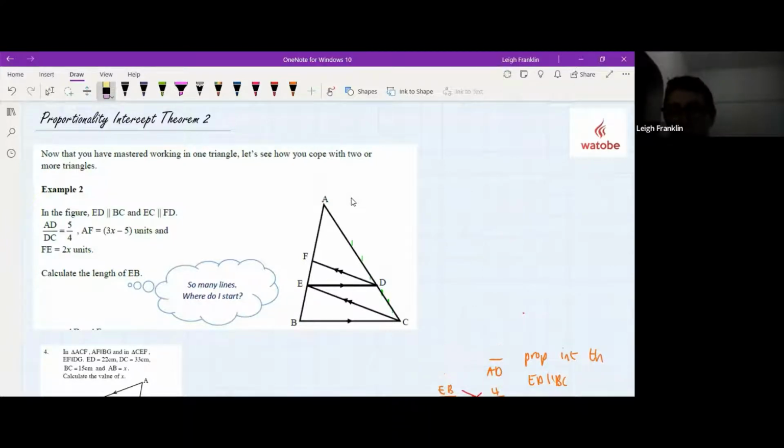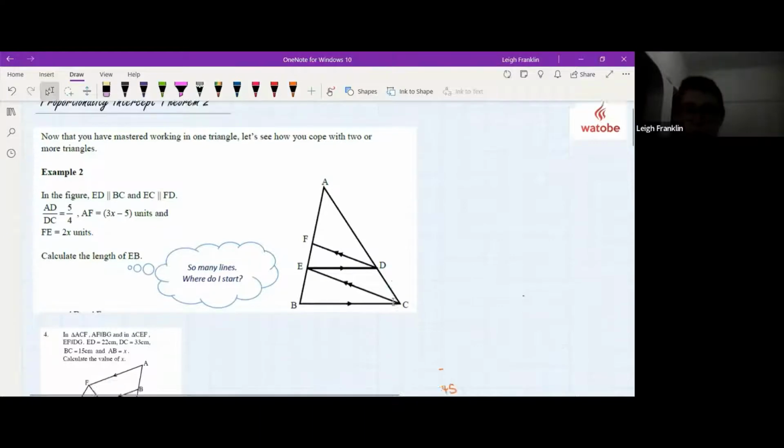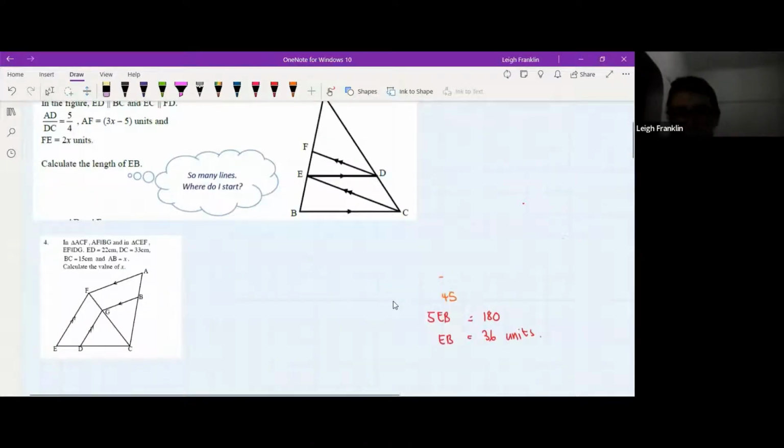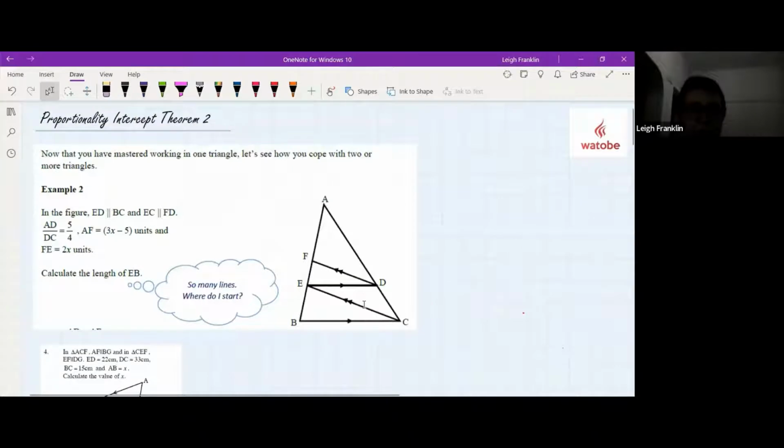Now, what makes this particular problem more difficult than the previous one is that we've got more than one pair of parallel lines. Can you see that? Whereas before we just had one triangle with one pair of parallel lines, now we've got two pairs of parallel lines.